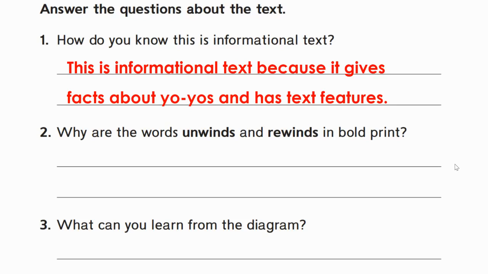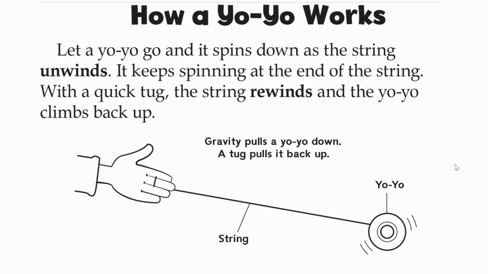All right, question number 2. Why are the words unwinds and rewinds in bold print? Well, second graders, we can go back and look at the story. And I do see that unwinds and rewinds are in bold print, which means the writing is thicker or bolder than the rest of the words.